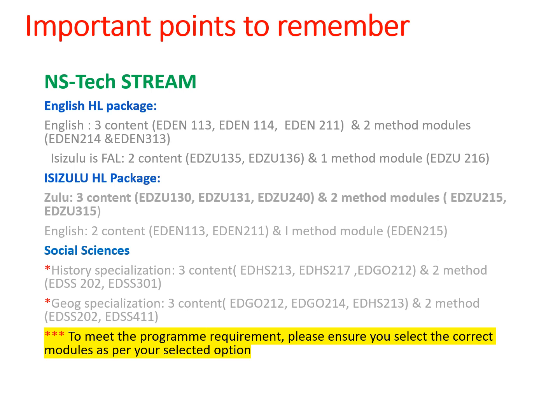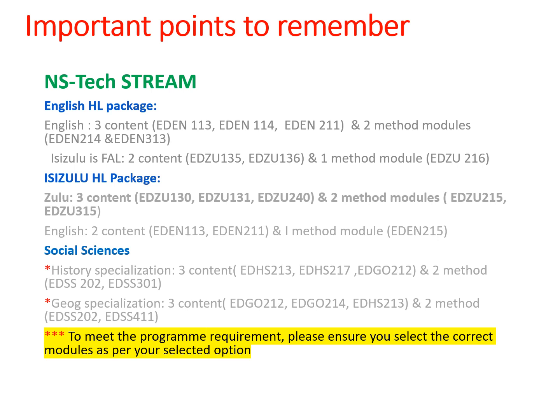Now I have listed the modules that you need to complete for each language option. So for home language, you need to complete 3 content modules and 2 method modules. And for a FAL, a first additional language, you're expected to complete 2 content modules and 1 method module. For each of the language options available, I have listed the content module, the code of the content module, as well as the code of the method module.